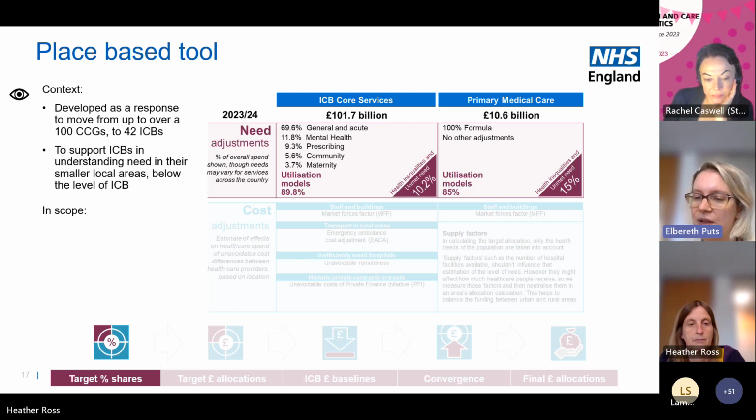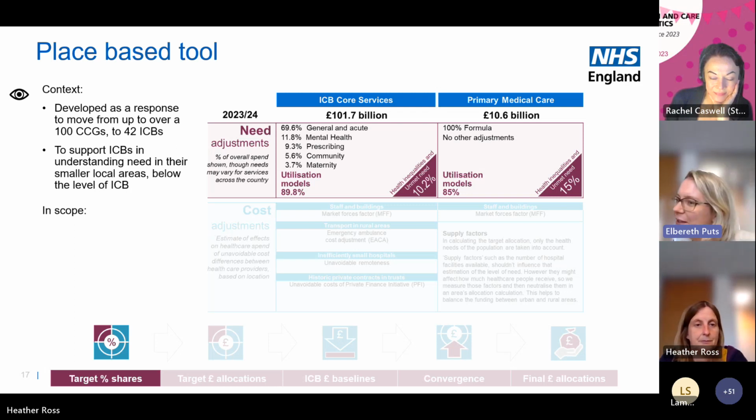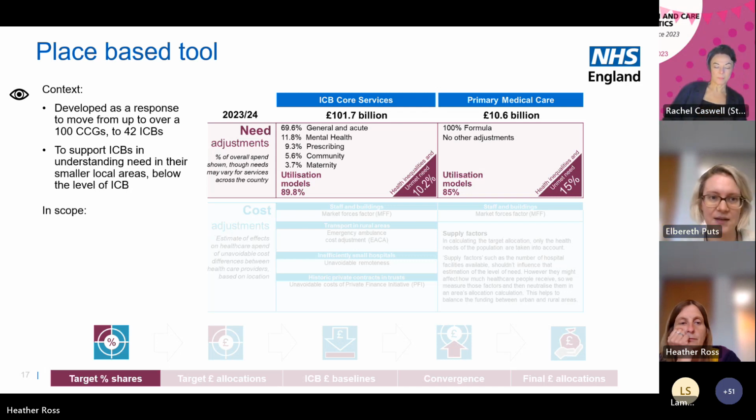So if you recall some of the figures that Heather showed earlier in her slides, the ones I've pasted on this slide here, could you click next for the, yeah, great, how that works. So this is what is in scope of the tool. It's just the target shares, and it doesn't include the cost adjustments separately, although they would be included in the final core services need index.